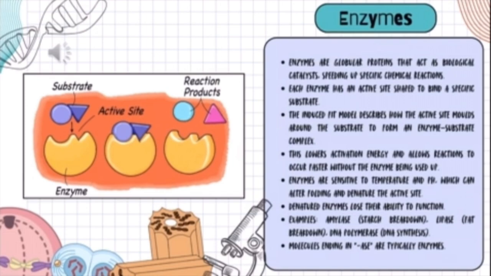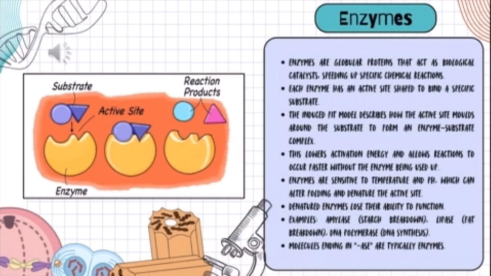under stress and lowers the activation energy needed for the reaction. This enables reactions to occur much faster without the enzyme being consumed. However, enzymes are highly sensitive to their environment. Extreme temperature or pH can disrupt the protein's folding and hydrogen bonds, altering the active site.